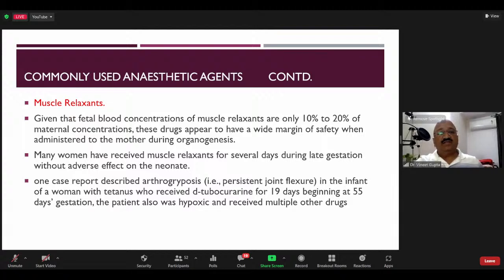Commonly used anesthetic agents, muscle relaxants. Given that the fetal blood concentration of muscle relaxants is only 10 to 20% of maternal concentration, these drugs appear to have a wide margin of safety when administered to the mother during organogenesis. Many women have received muscle relaxants for several days during late gestation without adverse effect on the neonate. One case report described arthrogryposis, that is persistent joint flexure, in the infant of a woman with tetanus who received d-tubocurarine for 19 days beginning at 55 days of gestation. The patient also was hypoxic and received multiple other drugs. So contributory factors were also there.